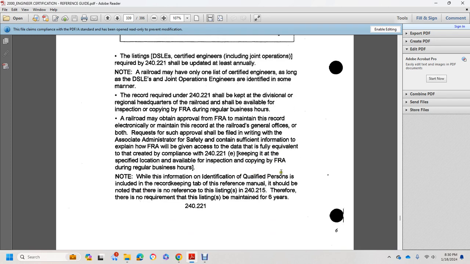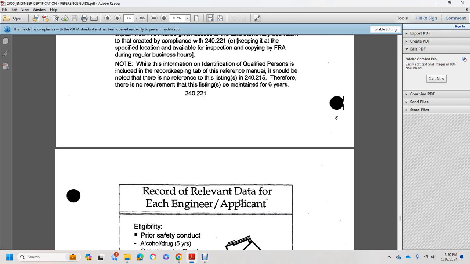Note that while the information identifying qualified personnel is included in the record, keeping the reference manual should be noted with no reference to the listing in 240.215. Therefore, there is no requirement for the listing to be maintained for 6 years.